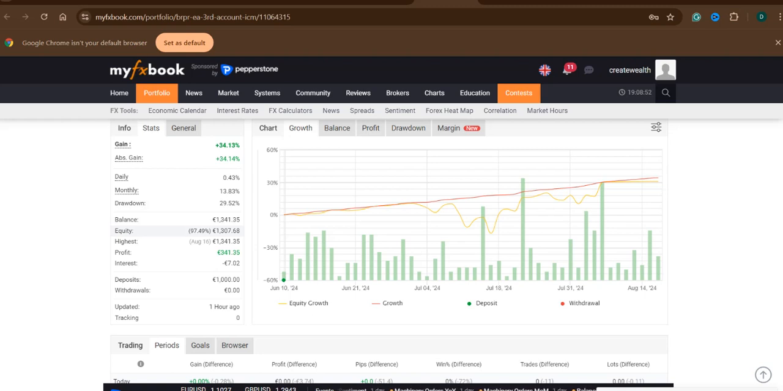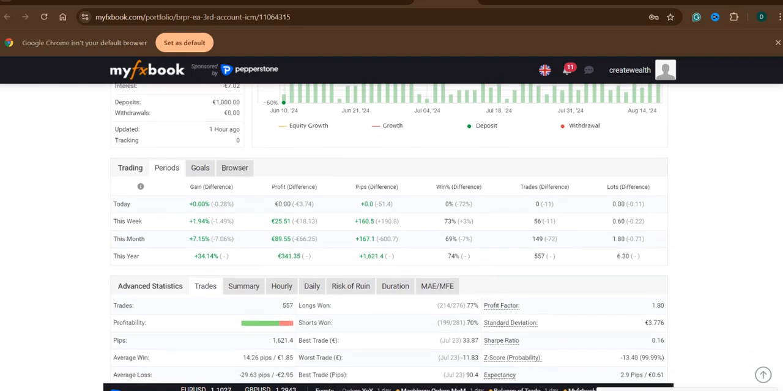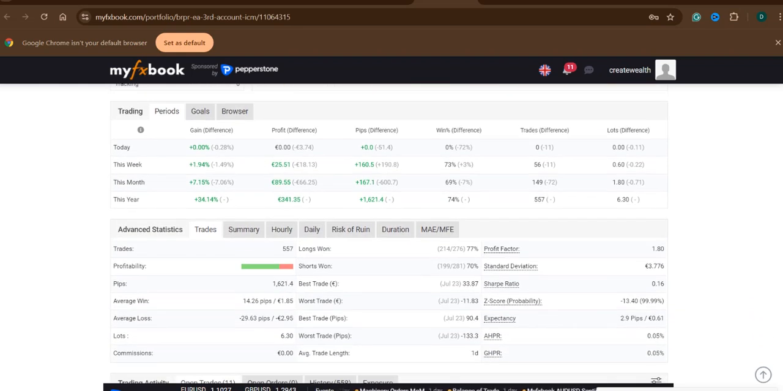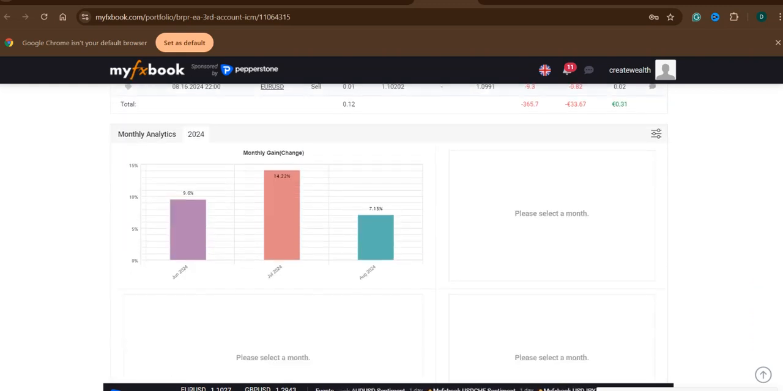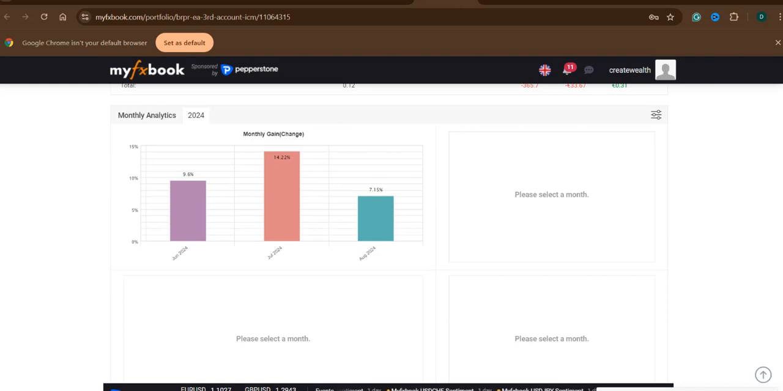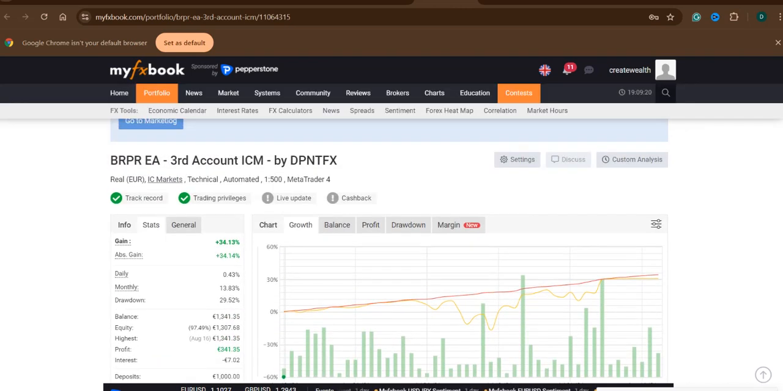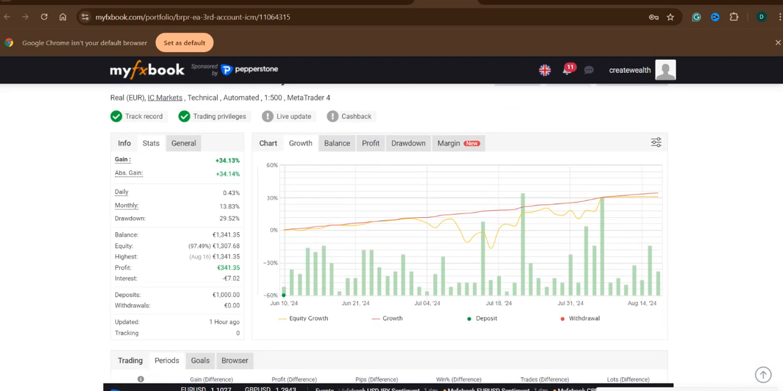This is the statistics that you have already seen so far, and this is the stuff that you would like to see in case. This week we made 1.94%, this month we made 7.15%, this year we made 34.14%. Monthly wise, in June we made 9.6%, in July we made 14.22%, and in August we made 7.15%. In this particular account, we have been trading with this expert advisor since last year.